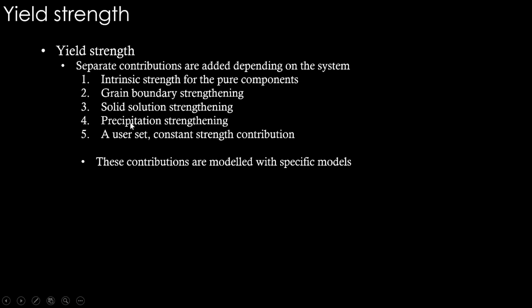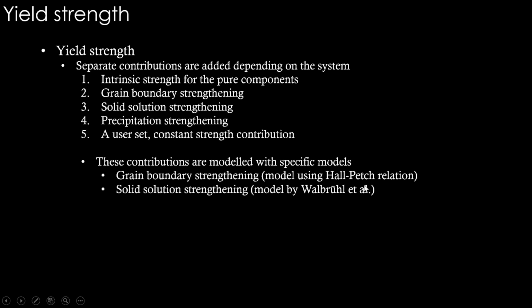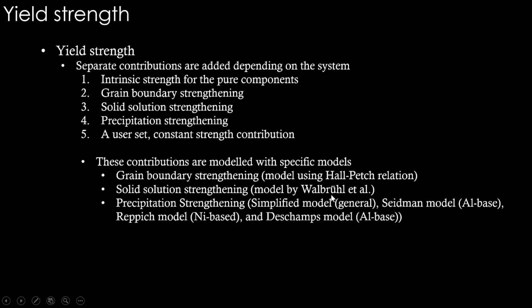So now what are these things? These grain boundary, solid solution, precipitation strengthening and all, these contributions are modeled with specific models. Grain boundary strengthening is modeled using the Hall-Petch relation. This is the theory to explain grain boundary strengthening, so that is brought here. Then solid solution strengthening by this model, and precipitation strengthening is done in different ways. Simplified model is the general one. Seidman model is used for aluminum-based alloys, Rasmussen model for nickel-based alloys, and Deschamps model again for aluminum-based alloys. We will see a couple of them, the simplified model and the Seidman model.